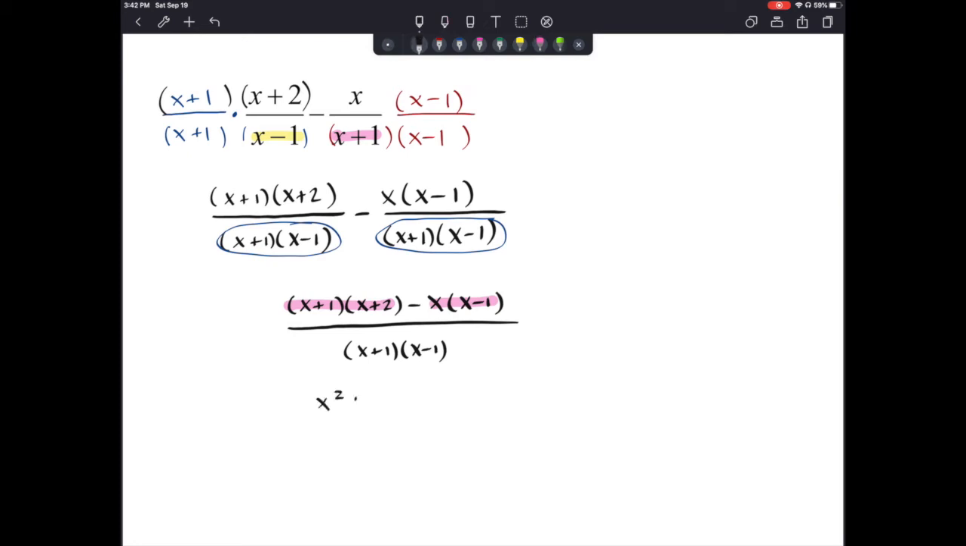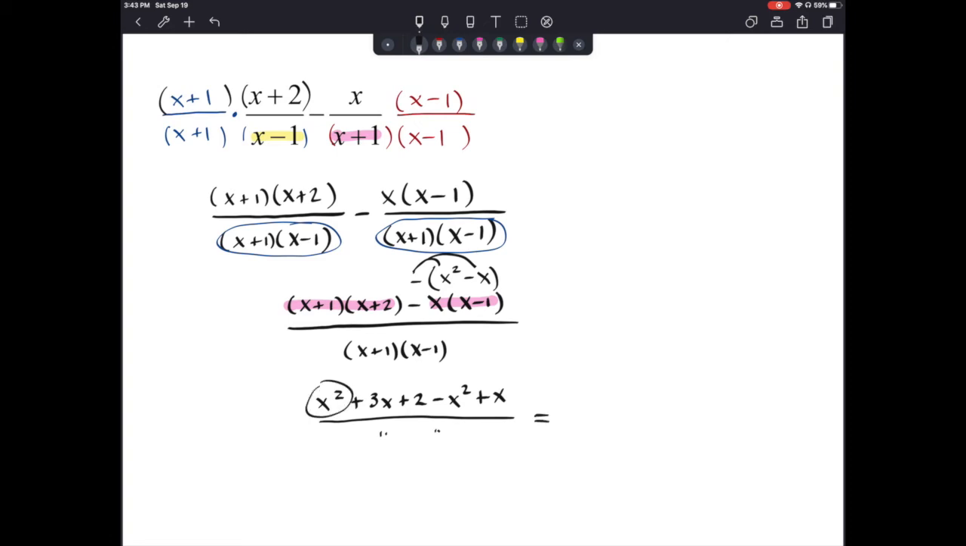That will look like this, x squared plus 3x plus 2. And then this is going to be like an x squared minus x, but you're going to be subtracting it, so you have to distribute that through and get a negative x squared plus x. Let's put little quotation marks there to show that our denominator hasn't changed. Let's combine our like terms in the top.